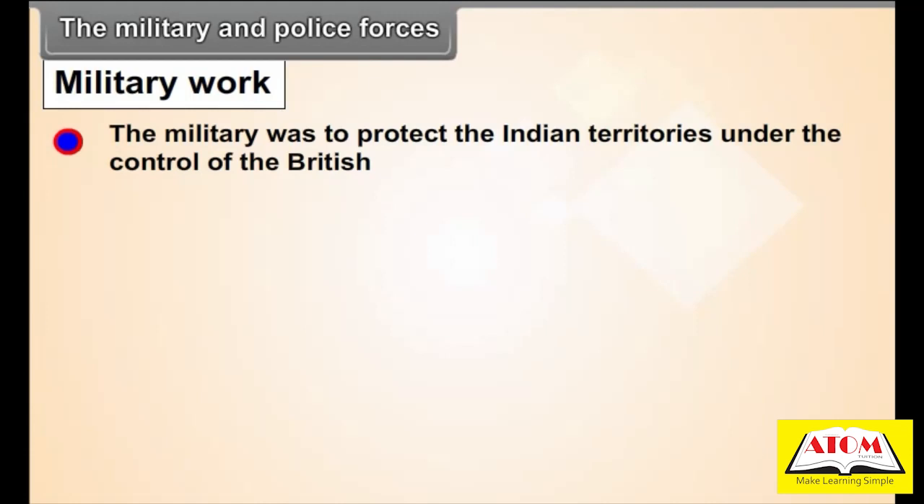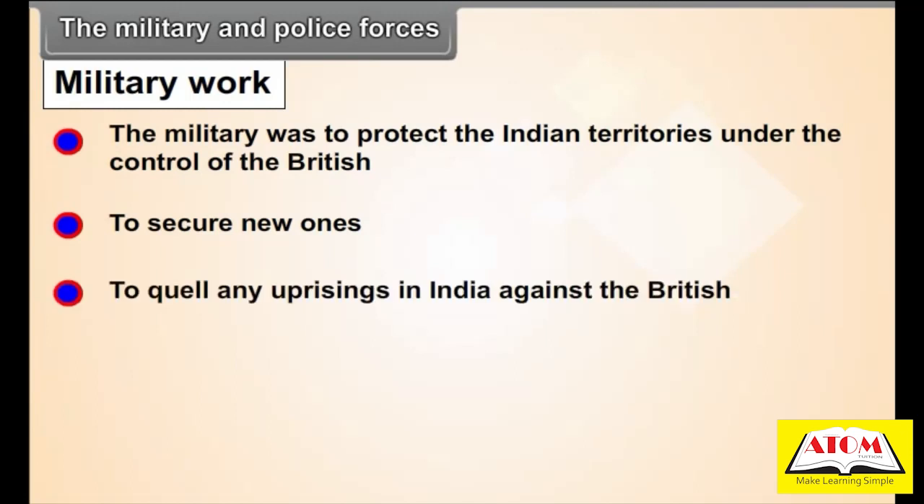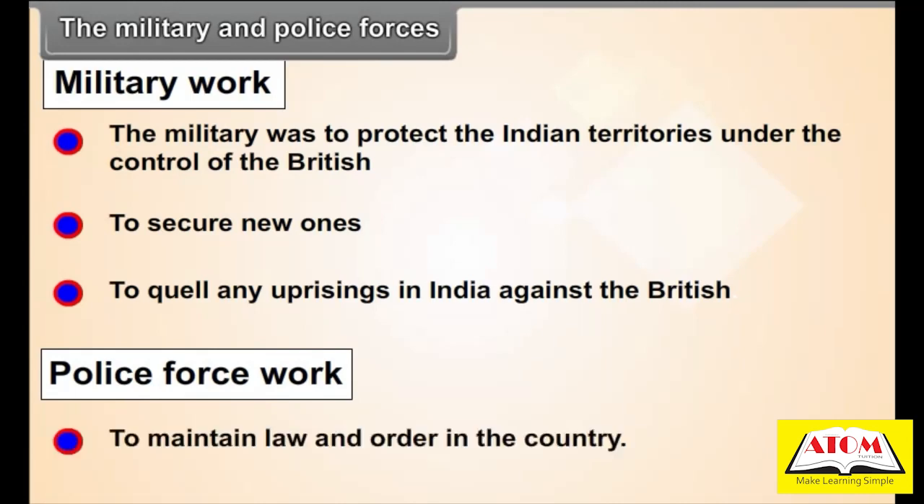The military and police forces. The military was to protect the Indian territories under the control of the British, to secure new ones, and to quell any uprisings in India against the British. The function of the police force was to maintain law and order in the country.